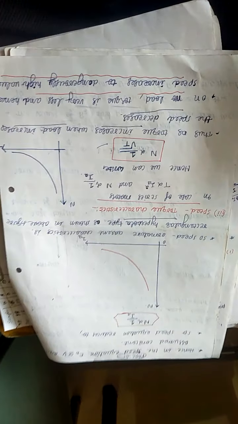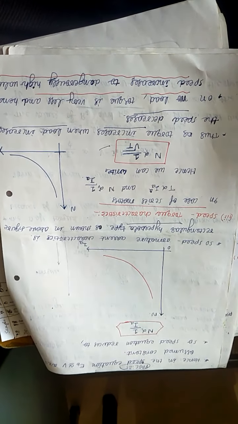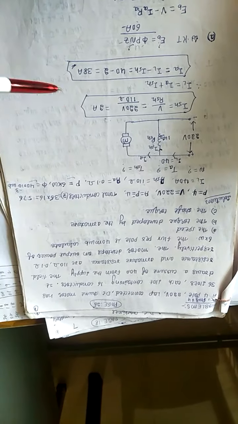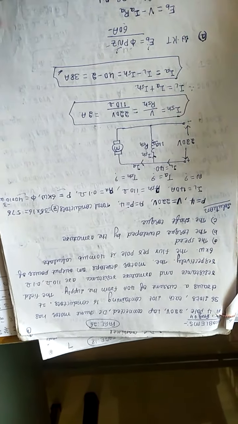You just go through these characteristics. If you have any doubt, you can call me back. Of course you have some more problems, which are direct substitutions. Just go through those, and if you have any doubt, you can call me back.